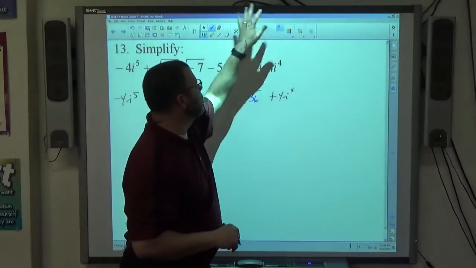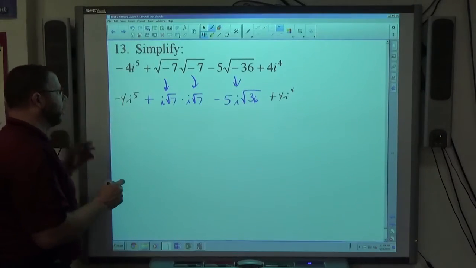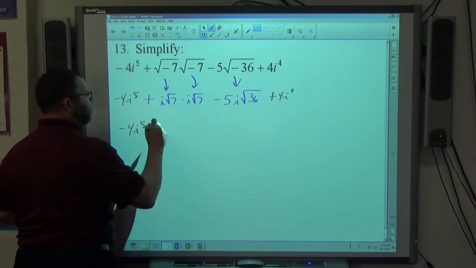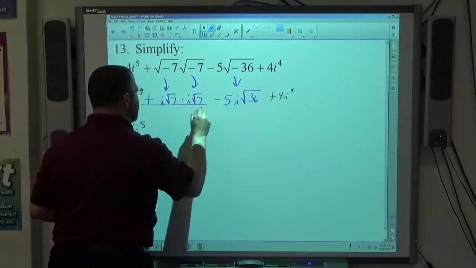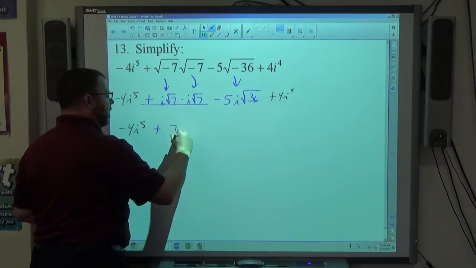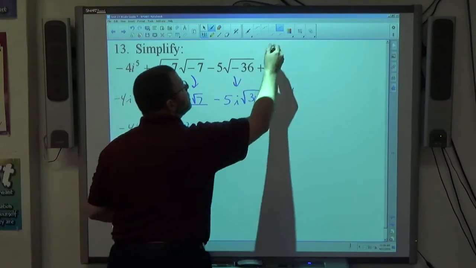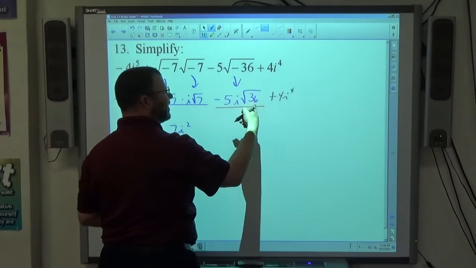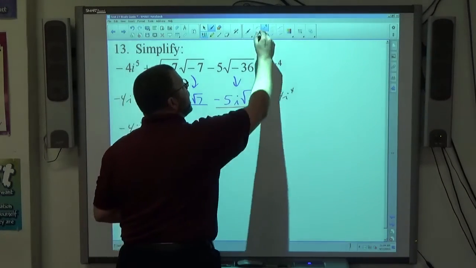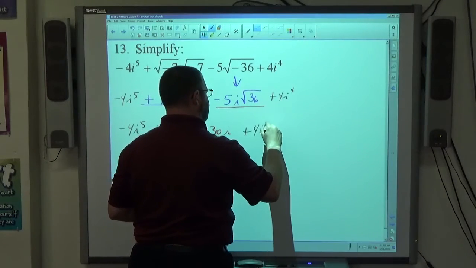Next thing I want to do is actually evaluate the radicals. So once again, I'm not doing anything with this, so it's still negative 4i to the 5th. For this thing here, square root of 7 times the square root of 7 makes 7. i times i makes i squared. For this, the square root of 36 is 6 times negative 5 is negative 30, i to the first. And then we have plus 4i to the 4th.